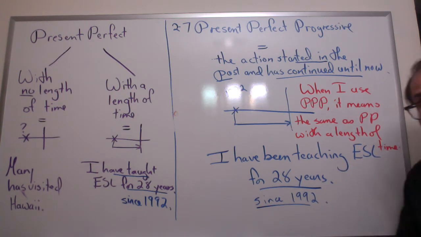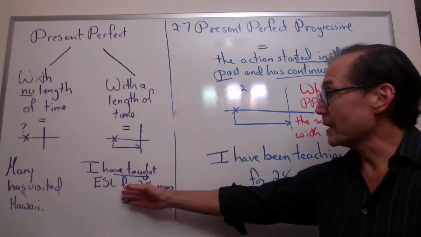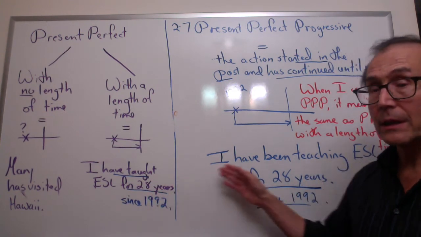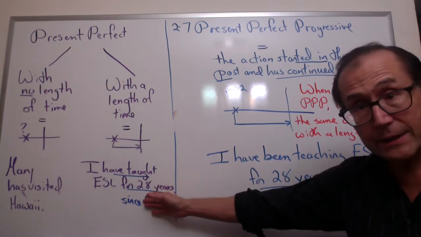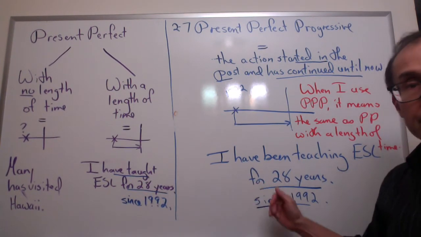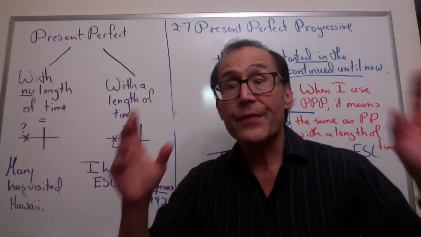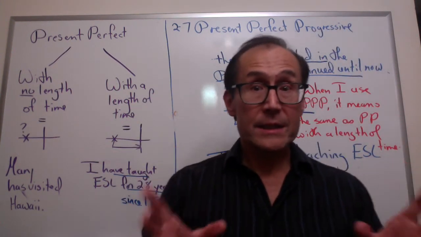So, these two sentences: I have taught ESL for 28 years. I have been teaching ESL for 28 years. I have taught ESL for 28 years. I've been teaching ESL for 28 years. They mean exactly the same thing.